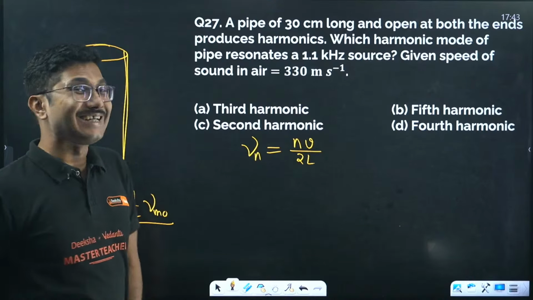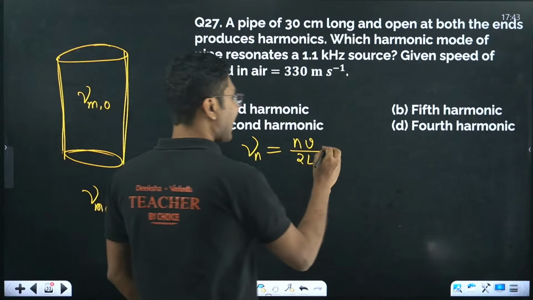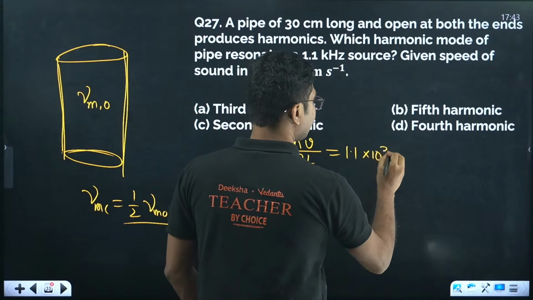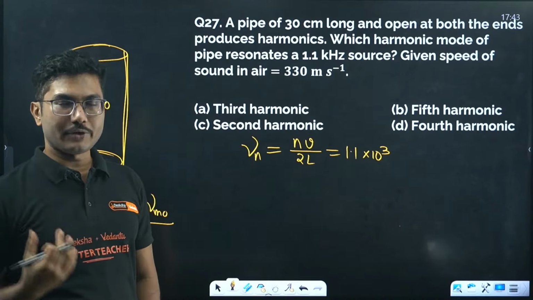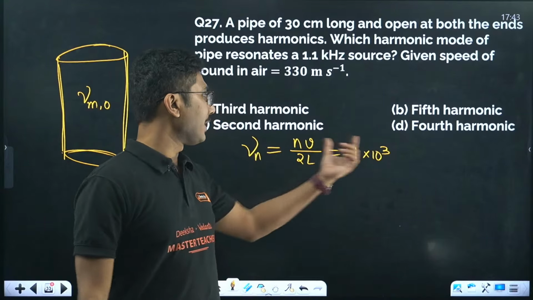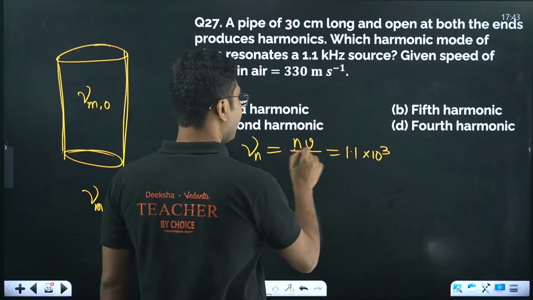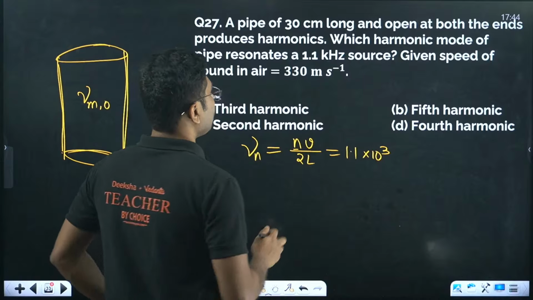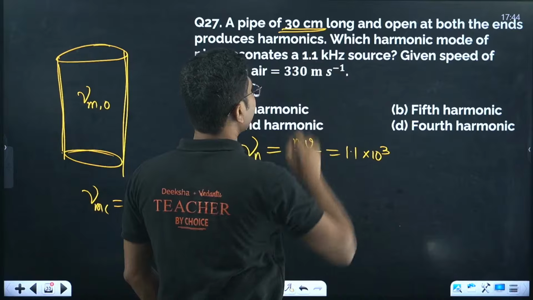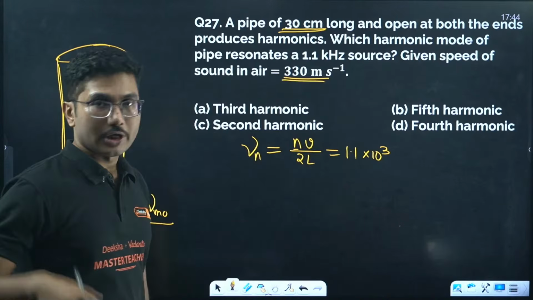Now it says that it is resonating with 1.1 kilohertz. Resonating means it is exactly the same value. Kilohertz means 10 to the power of 3. When one object resonates with another, the value is exactly the same. So this will resonate only if this frequency matches with this. Okay, now we are trying to find the value of n. Now the length of the pipe is given as 30 centimeter and speed of sound is given in meter per second. So you have to convert the unit.